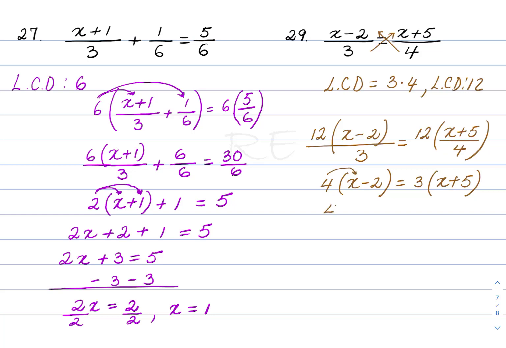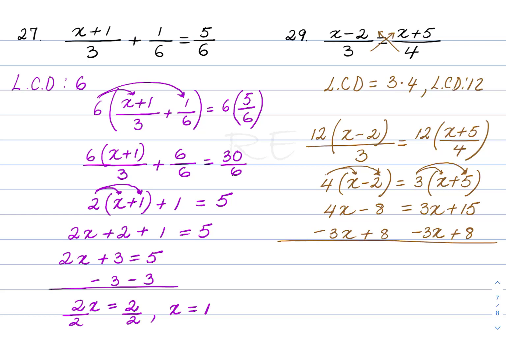Okay, now 4 times x is 4x. 4 times negative 2 is negative 8. 3 times x is 3x. And 3 times 5 is 15. We're going to subtract 3x from both sides and add 8 to both sides. For x, 4x minus 3x, 1x. Negative 8 plus 8, 0. 15 plus 8 is 23.